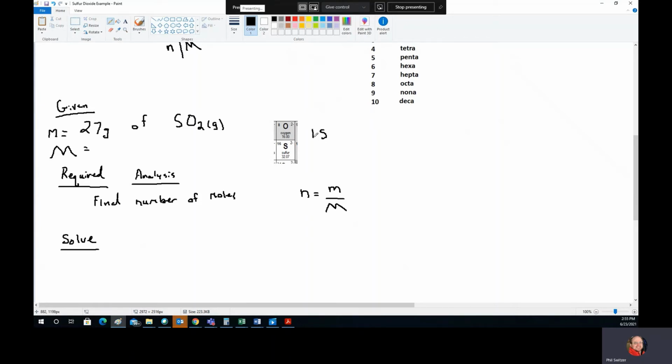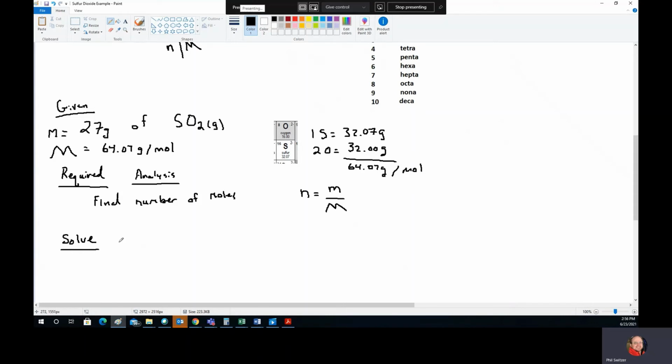So if you've got one sulfur, that's going to be 32.07 grams. If I've got two oxygens, well, 2 times 16, that's going to be 32.00 grams. Can add this one in our head, 64.07 grams per mole for sulfur dioxide, for that formula. 64.07 grams per 1 mole. And we've got 27, so it's going to be a little less. So this is actually going to come out as a fraction, a decimal, obviously.